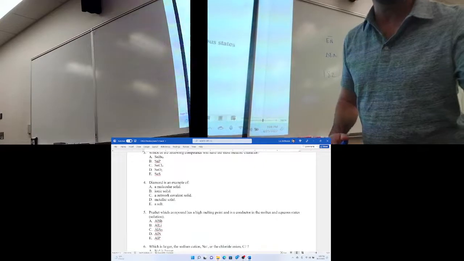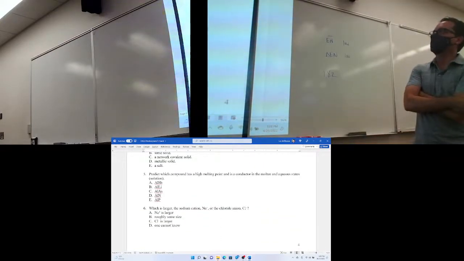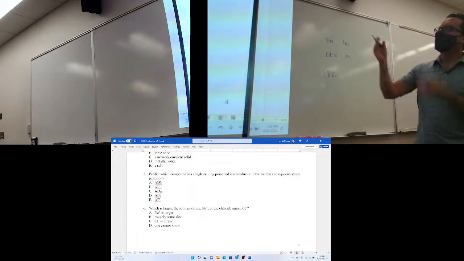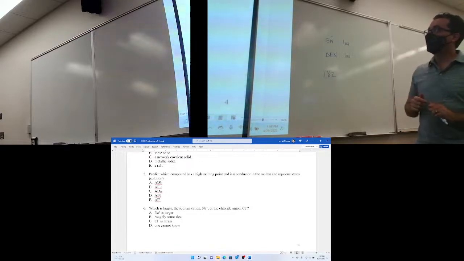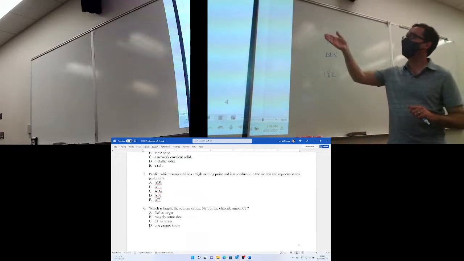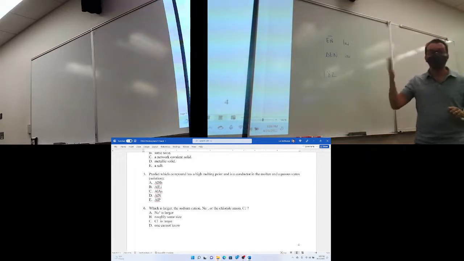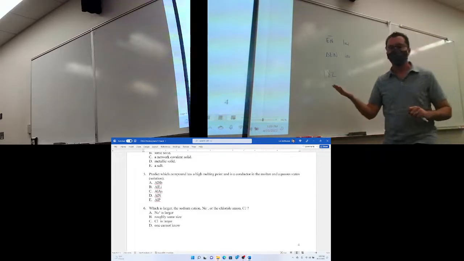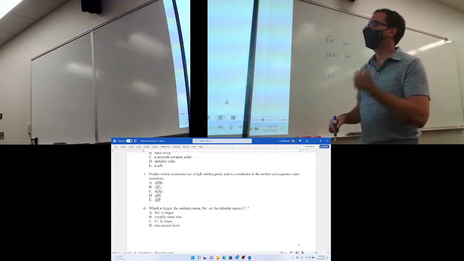Can't say anything else about that. So predict which compound has a high melting point and is a conductor in the molten and aqueous states. So what they're describing is an ionic solid again. It's conductive when it's molten, and it's conductive when it's aqueous, which implies that it's soluble in water. If it's aqueous, you can dissolve it in water. So that's not going to be a metal, all right? It's going to be an ionic compound.